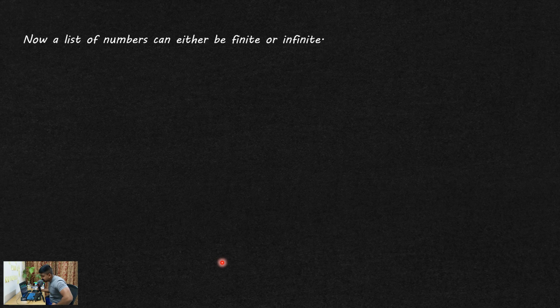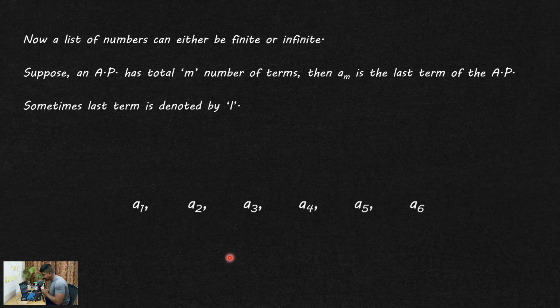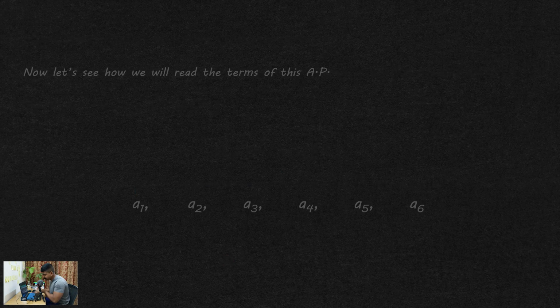Now a list of numbers can either be finite or infinite. Suppose an AP has a total of m terms. Then am is the last term of the AP. Now sometimes the last term is denoted by small l. So here we have an AP. Here m is equal to 6, which denotes the total number of terms in the AP, and l, that is the last term, is denoted by a6. Now this is a classic example of a finite AP.